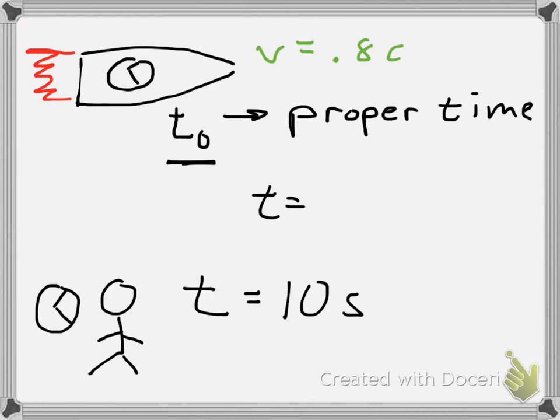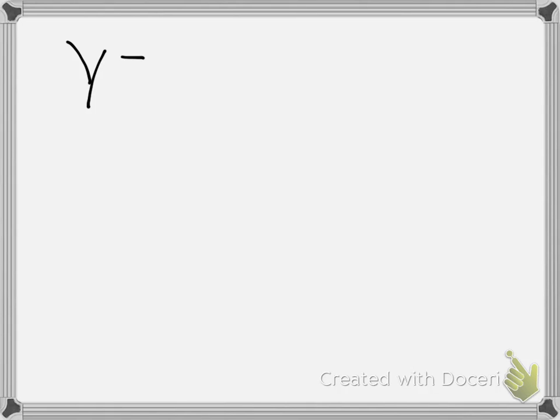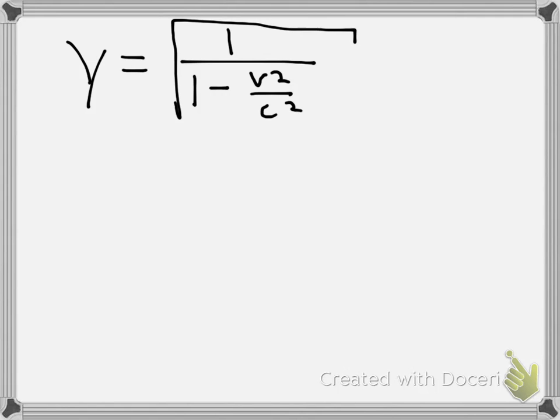T is equal to gamma t naught, where gamma, if you recall, let me go to a different page. Gamma is this quantity here, 1 over the square root of 1 minus v squared over c squared, and that whole quantity is under the radical. This is our dilation factor. We're also going to see this again when we get to length contraction. But let me rewrite the formula. What we have here is T is equal to gamma T naught.